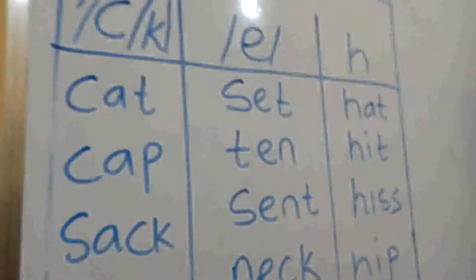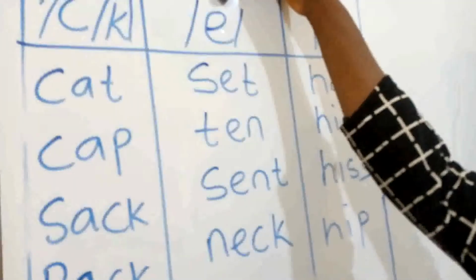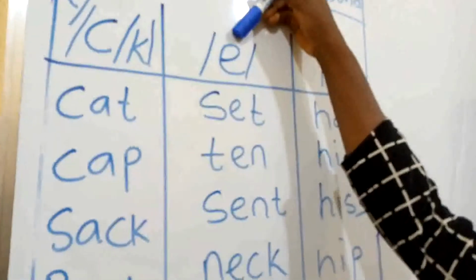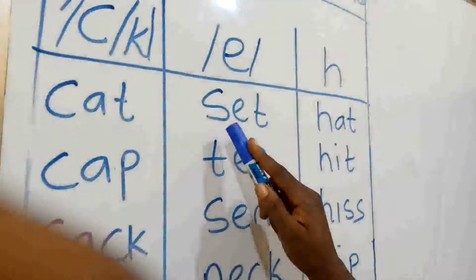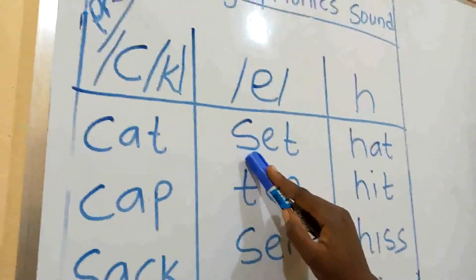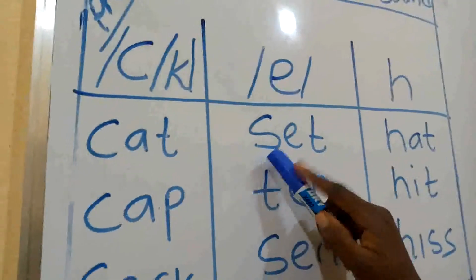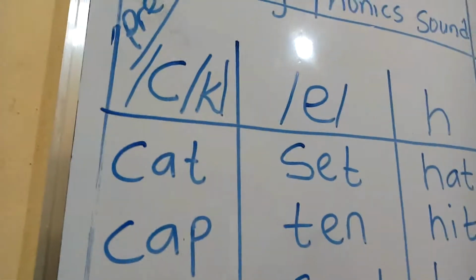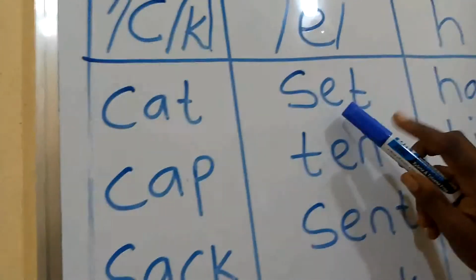Let's make the sound together. Now you remember this sound. Make the sound for me. I can hear you saying the snake is in the grass. It's not the snake is in the grass, so just make the sound.